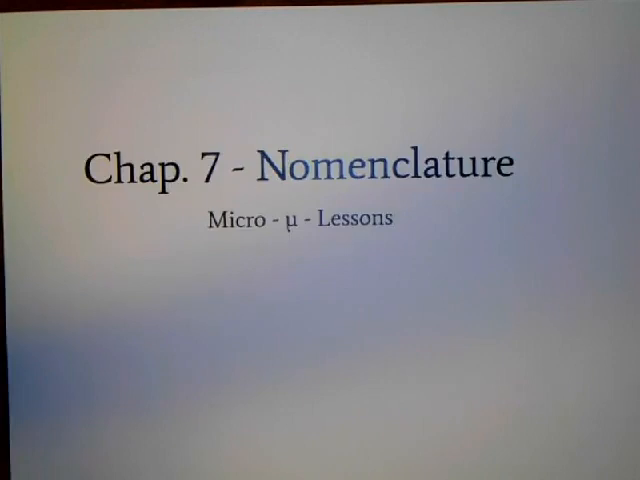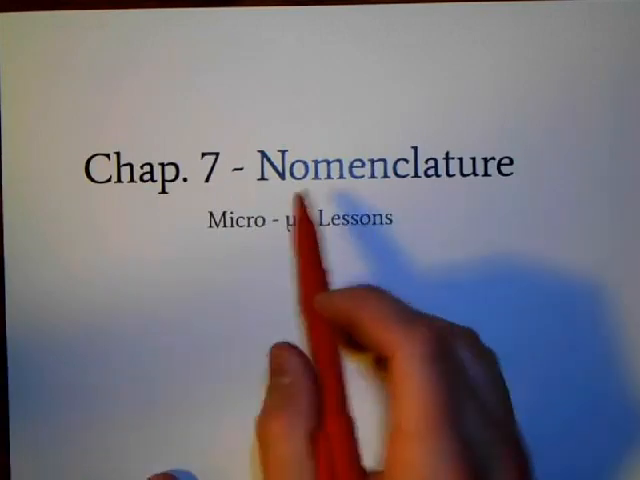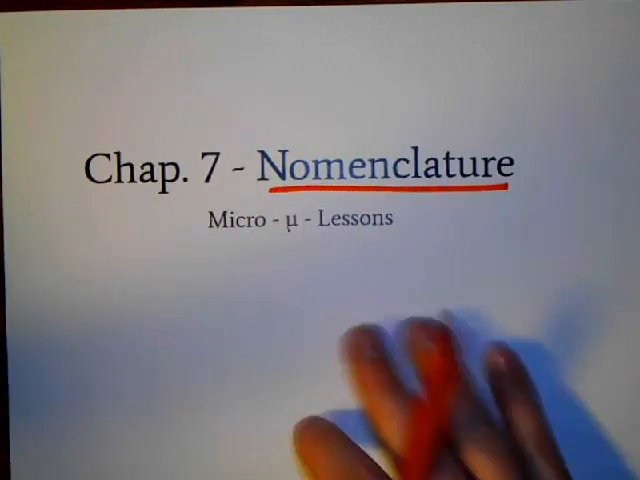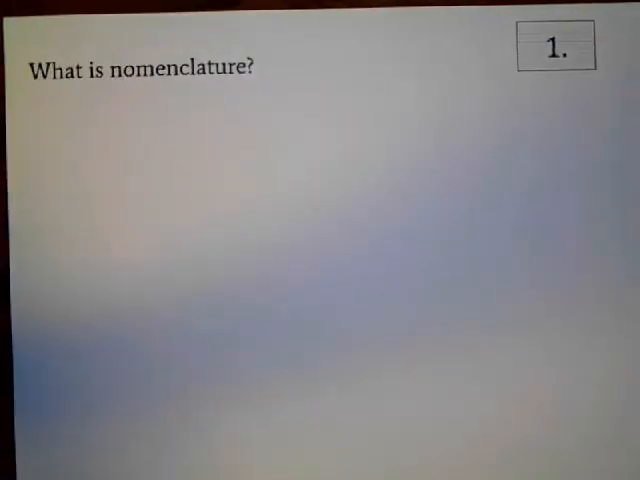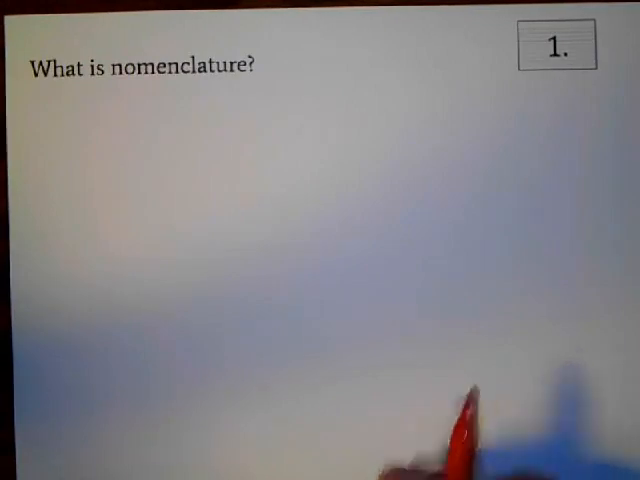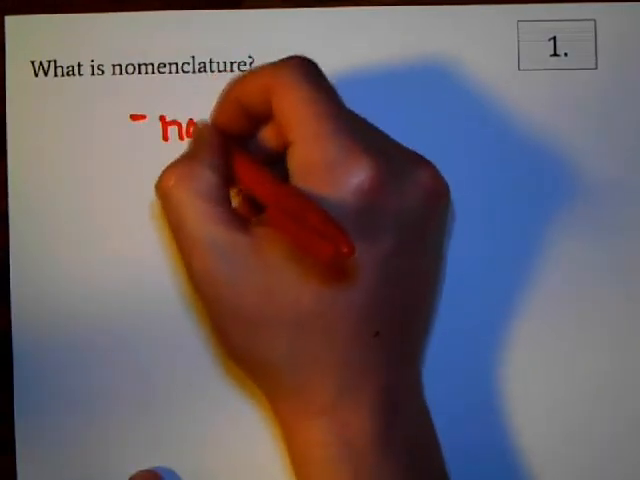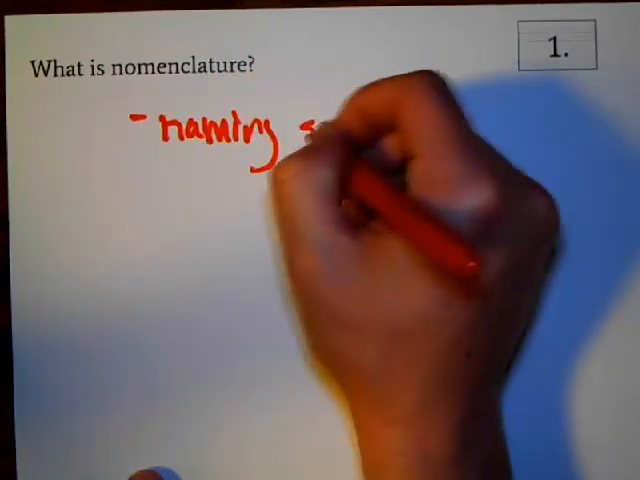So chapter 7 is kind of a doozy in terms of how many things there are to remember, but more importantly, there's going to be a lot of practice with this chapter, and the more practice you do, the better you get. But the whole title of it is one word, and it folds in nicely with our first note card, which is what is nomenclature? What is the title of chapter 7? Well, very simply, nomenclature is just a naming system.